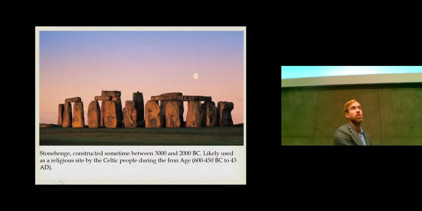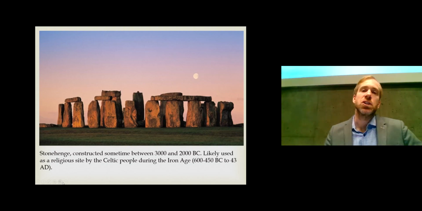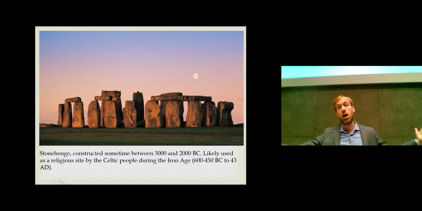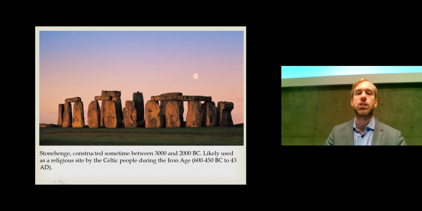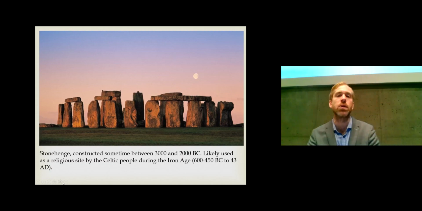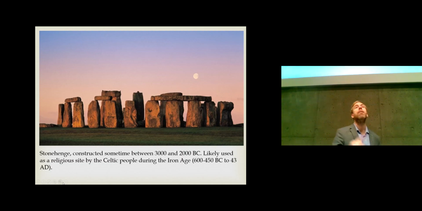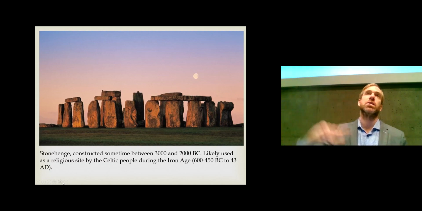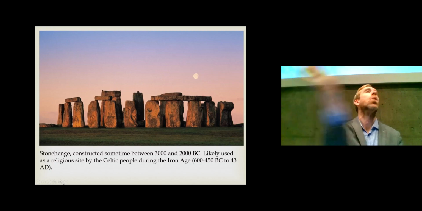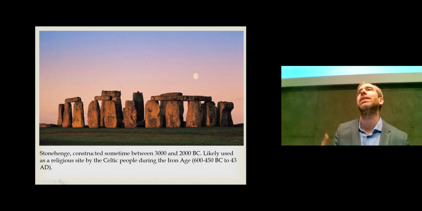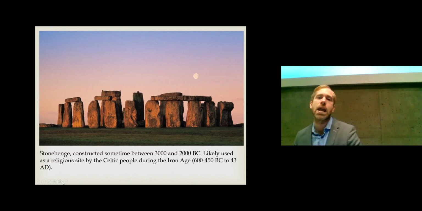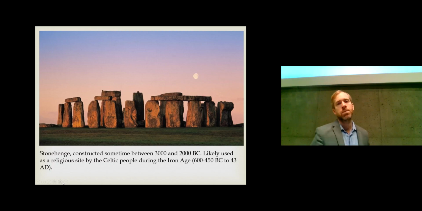So probably a whole bunch of different religions in Britain for thousands and thousands of years, just like in other inhabited places. The Celtic religion, though, is the one that we know about, the one that has these recorded historical narratives surrounding it, and the Celtic people would have used Stonehenge. Important point: they did not build Stonehenge. That's often a mistake that's made. No, it was constructed prior to them, but they likely did use it as a religious site.